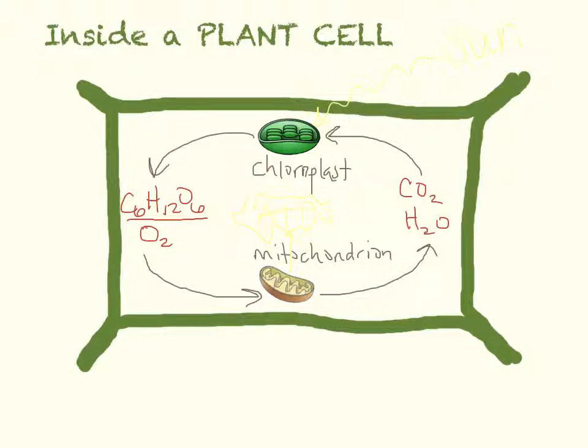And this is why we call this the circle of life, because both the chloroplast and the mitochondria depend on each other for their products and reactants. And also, it helps to convert the first energy source, which is the sun, into the ultimate energy source of ATP.